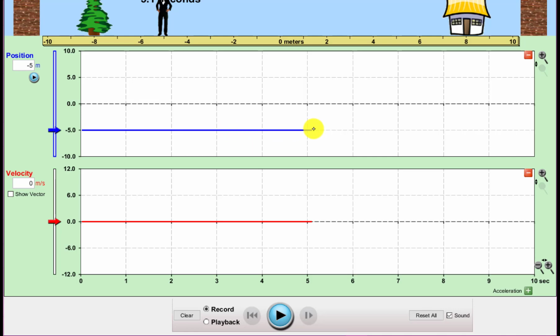Okay, so there's 5 seconds of him sitting at rest. The position is -5. We've done that. The velocity is 0 all the way along. No difference. I'm going to zoom into the velocity. I'm never going to go 12, although some people will want that, of course. Let's put a velocity of 2 right now and play it.